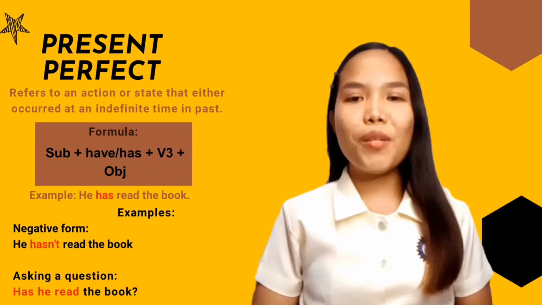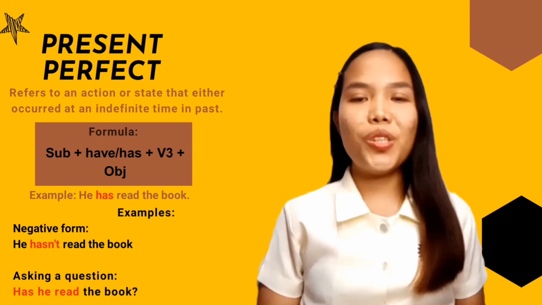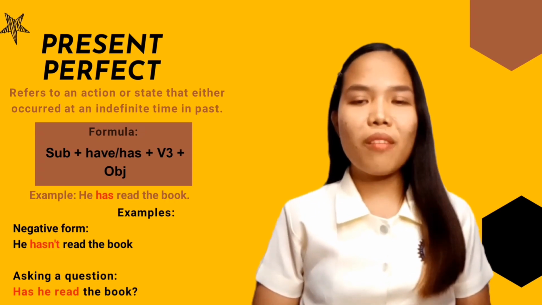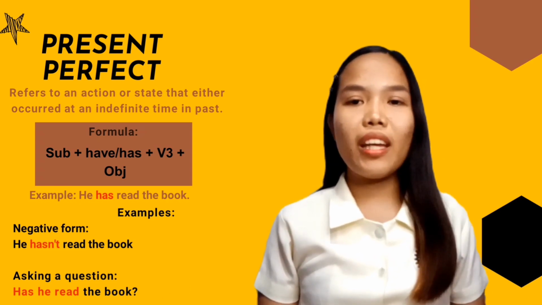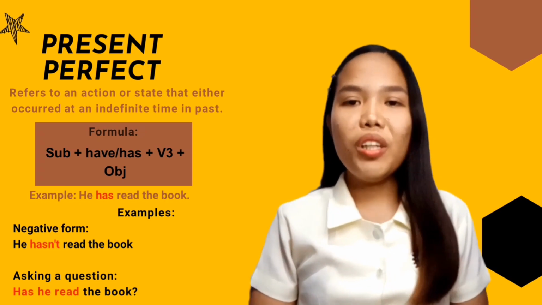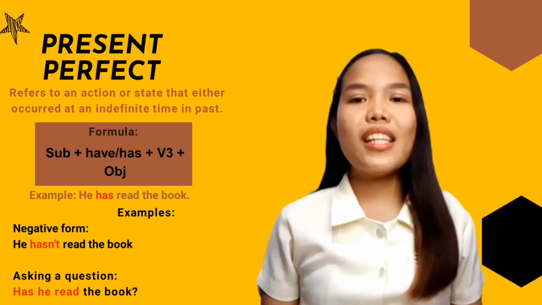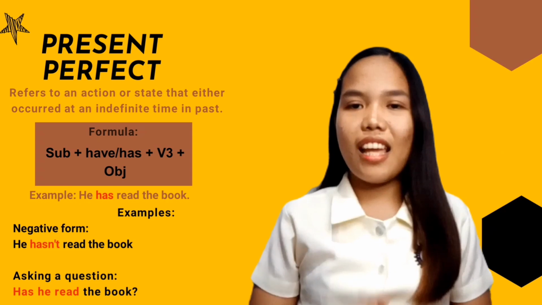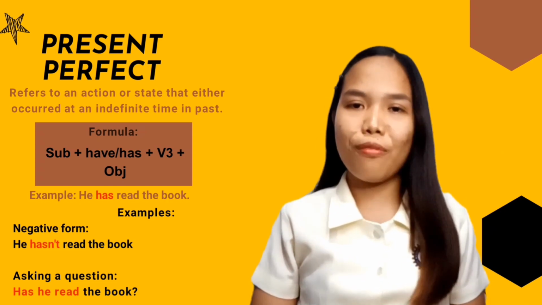The third one is the present perfect. It occurred in the past and continued to the present time. The formula for present perfect is subject plus has or have plus V3 plus the object. Present perfect is formed by adding ed or d to the end. And to make it in a negative form, just like in the present continuous, you're just gonna add not in the sentence. For example, it will become hasn't or haven't.